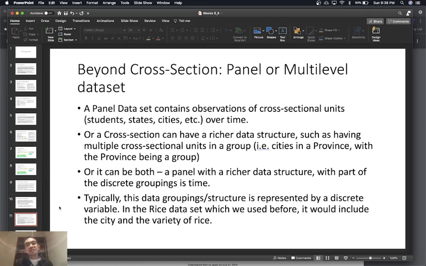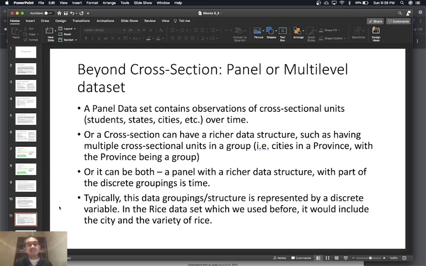Now beyond cross-section, so far we've been talking about cross-section, that's the basic model. Moving on, there's panel or multi-level data set. A panel data contains observations of cross-sectional units over time. So in our rice example, you've got rice varieties at the stall level over different months or weeks. Right?